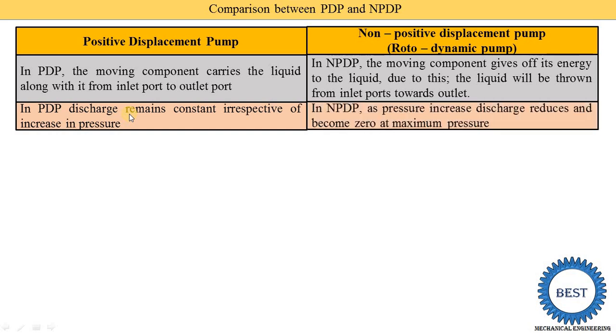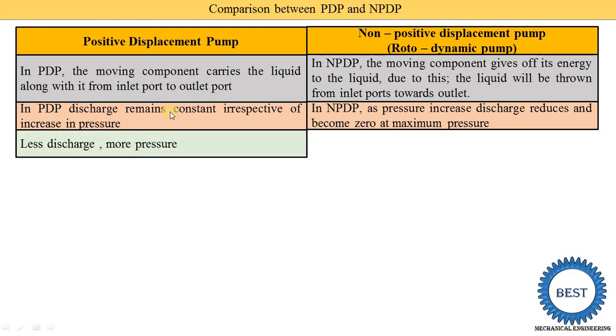pump. But in a non-positive displacement pump, if we change the pressure, suppose we change the pressure from 8 bar to 10 and 12, then with increasing pressure, the discharge is reduced, meaning Q is reduced. Suppose at 8 bar there is 10 liter discharge, and at 10 bar, when we increase the pressure from 8 to 10 bar, the discharge is reduced from 10 to 9, 8 or 6 depending on the size of the pump. So in NPDP, pressure is increased and discharge is reduced, and becomes zero at the maximum pressure.